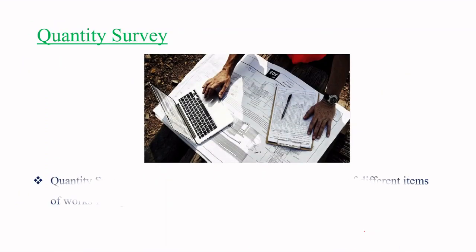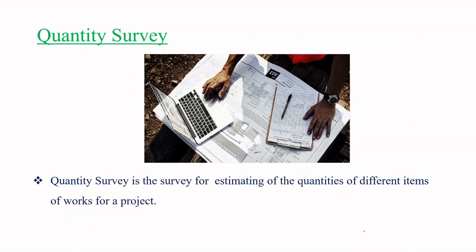Next is quantity survey. So what is this quantity survey? A quantity survey is a survey for estimating the quantities of different items of work for a project. So if you are doing the quantity survey for a building, right? For a building, you need to do what? You need to do quantity surveying for every item of work.